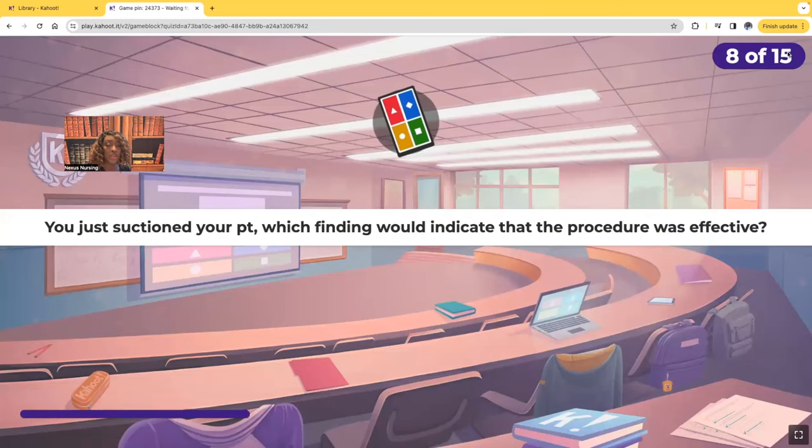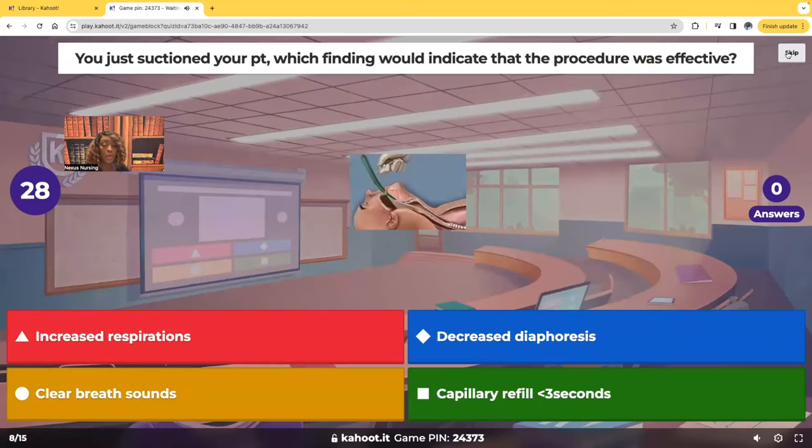All right, so you just suctioned your patient. Which finding would indicate that the procedure was effective? Increased respirations, decreased diaphoresis, clear breath sounds, or capillary refill less than 3 seconds? You just suctioned your patient. Which finding would indicate that the procedure was effective?